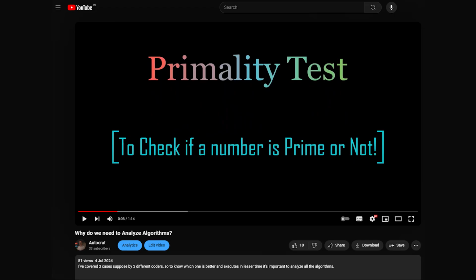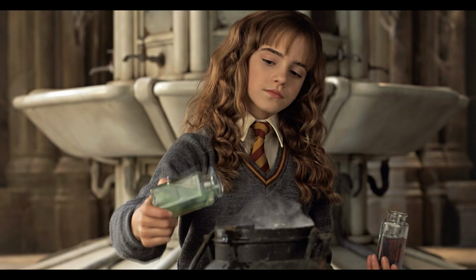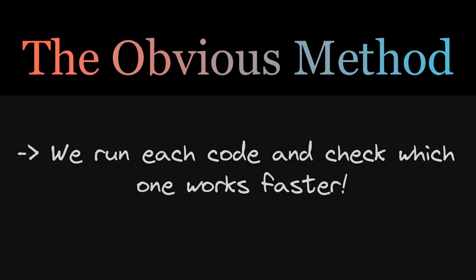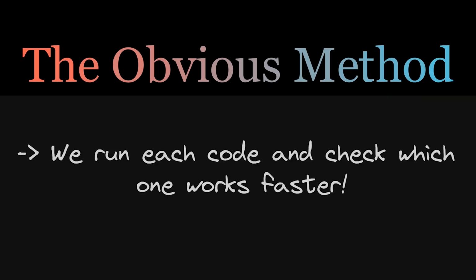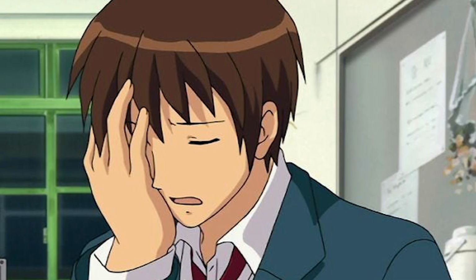In our last video, we discussed the problem of primality test and we had three different solutions to it. Now, which solution is more efficient? Well, there's a simple way to check: execute each one of them at different times and compare the execution time they take. But there are many problems in our way when you do so.